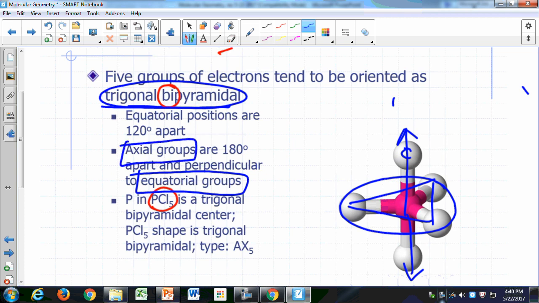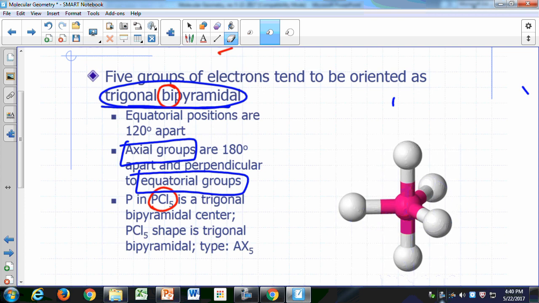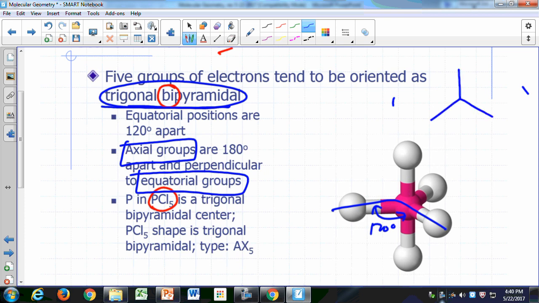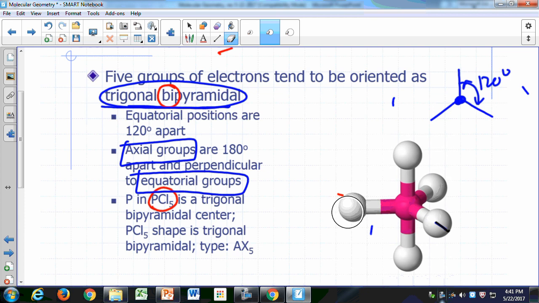Your equatorial groups, the angle between any pair of them is 120 degrees. If you're looking at it from the top, you'll see the equatorial groups would look like that. One axial group is going to be sticking towards you, and the other axial group is going to be sticking downward, away from you. So this angle right here is 120 degrees. The angle between this and that would be 120 degrees. So equatorial positions are 120 degrees apart.